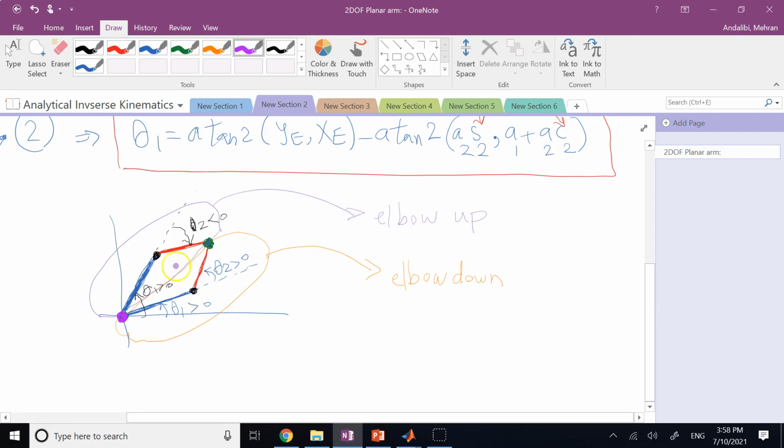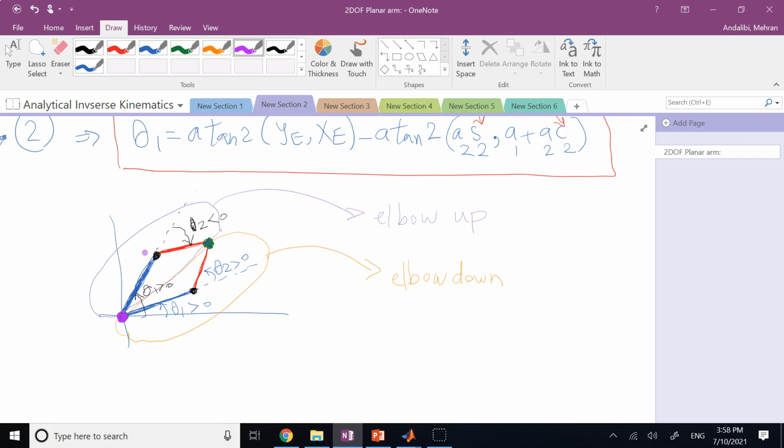So this point here in black, we call it elbow. One of them is down, one of them is up. Okay, so in general, there are 2 solutions, elbow up and elbow down. Good, so I showed you that there are 2 solutions in general. Elbow up and elbow down.